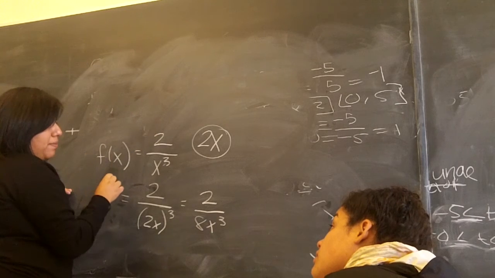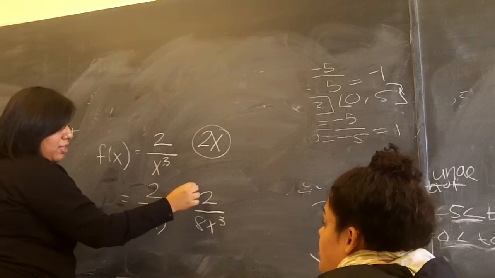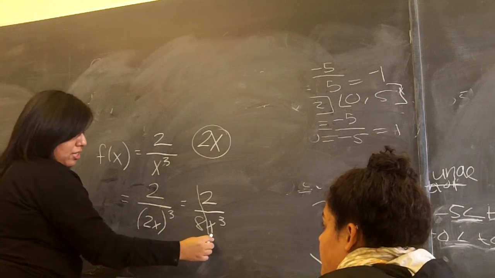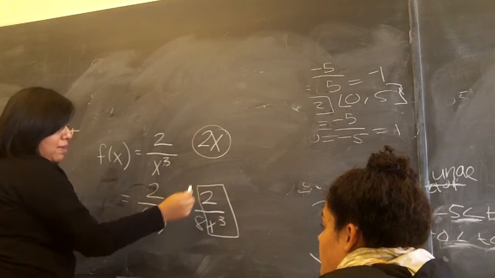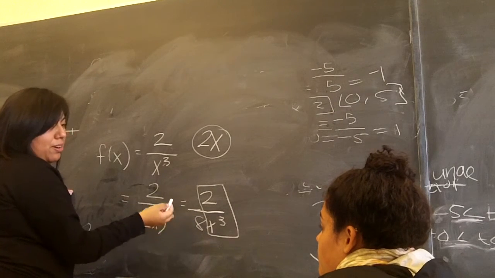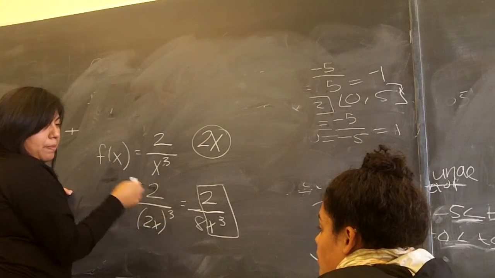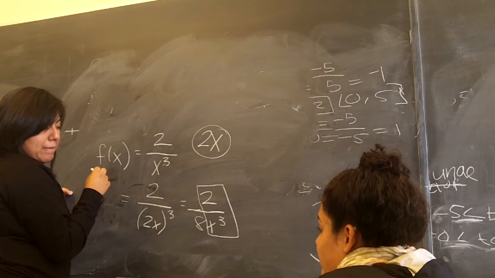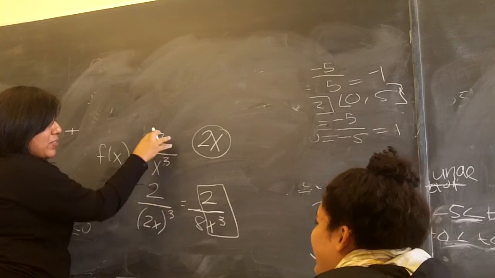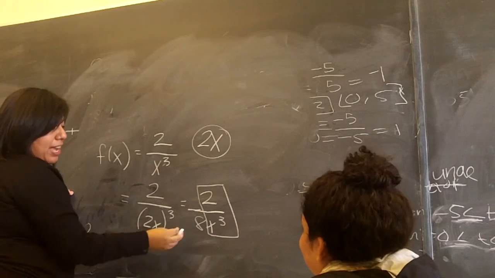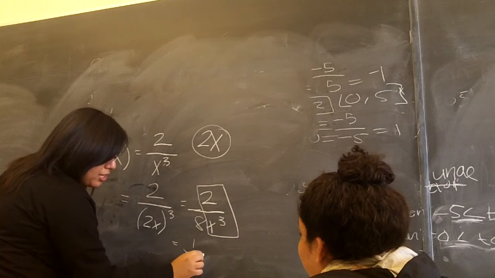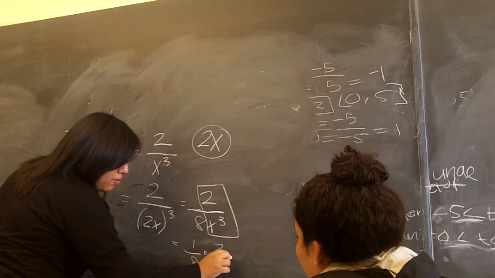What do they have in common? The 2 at the top and what else? The x cubed. Okay, so this is the same. What's different? The 8. Is it being multiplied by 8 or divided by 8? So this is 2 over x cubed, right? And so essentially another way to write this, you can say 1 over 8 times 2 over x cubed.